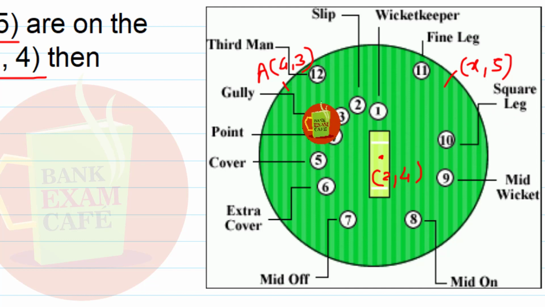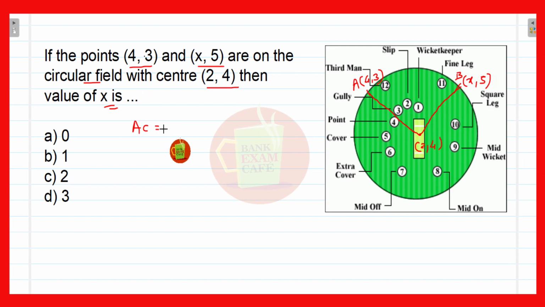So here AC will be a radius, and let this point be B. So BC will also be a radius, and therefore these two distances should be equal because both are the radii of the same circle. Therefore AC is equal to BC. Taking square of both the sides, you will get AC square is equal to BC square, because when we use the distance formula, there will be a square root. So to remove that square root, we take the squares.